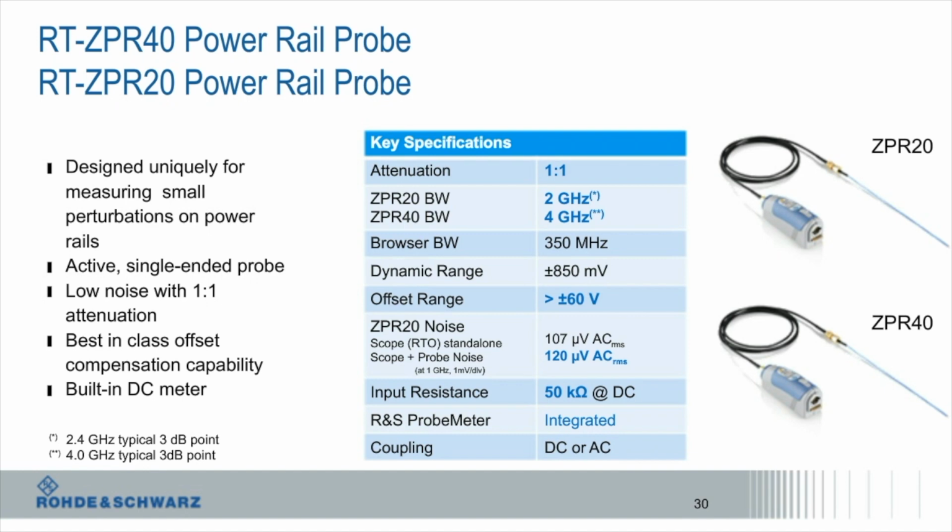They both have a dynamic range of 850 millivolts, meaning that they can look at peak-to-peak voltages up to 1.7 volts. They have an integrated offset of plus or minus 60 volts, and both of them have very, very low noise, adding typically about 10% more noise than what the scope would have if it had no probe attached to it. Both of them have great input resistance at DC at 50 k ohms, meaning that they will have minimal impact on the overall DC value. And they have some capabilities that we'll talk about in a little bit with a Rohde Schwarz probe meter and AC and DC coupling.